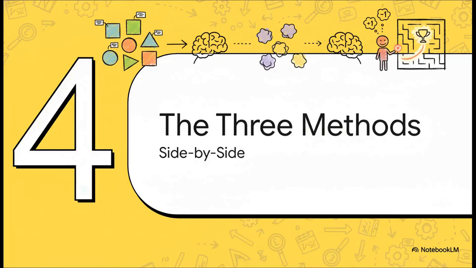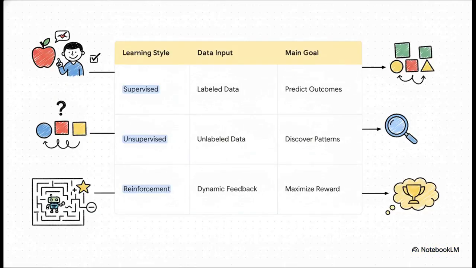So, there we have it. Learning with an answer key, learning by finding hidden clues, and learning from pure trial and error. Let's put these 3 teaching styles side by side so it's super clear how they all stack up. This chart really breaks it down nicely. Supervised learning, it needs labeled data, and its whole goal is to predict outcomes. Unsupervised learning, it takes unlabeled data, and its job is to discover patterns. And finally, reinforcement learning, which uses that dynamic feedback loop to learn how to maximize a reward. Different data, different goals. Simple as that.